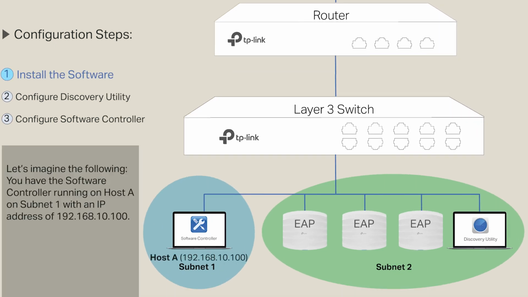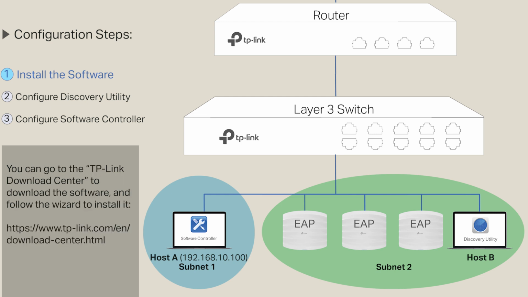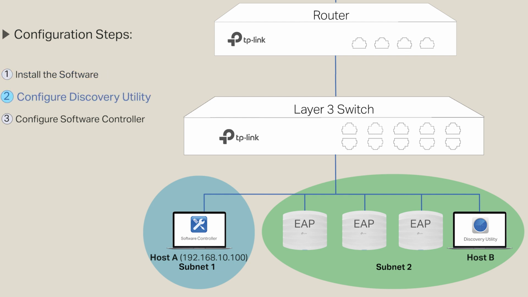Step 1. Install the software. Let's imagine the following. You have the software controller running on host A on subnet 1 with an IP address of 192.168.10.100. Your EAPs are on subnet 2, and the discovery utility on host B is on the same subnet as the EAPs. You can go to the TP-Link Download Center to download the software and follow the wizard to install it.